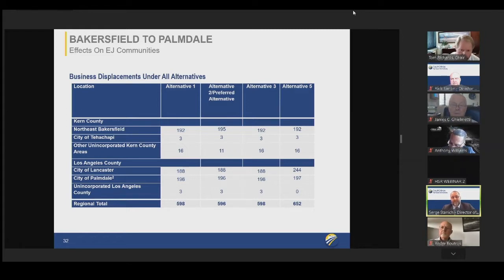We have business displacements. We also wanted to provide the data for not just the environmental justice locations, but also just corridor wide. And so we do have some displacements in Tehachapi and then in Rosemond as well. So this is the totality of the business displacements. Do we have another slide on residential?